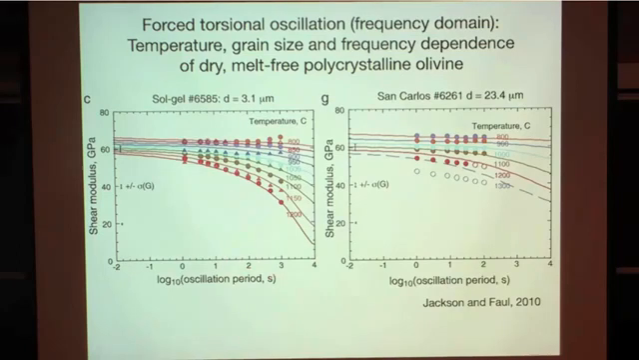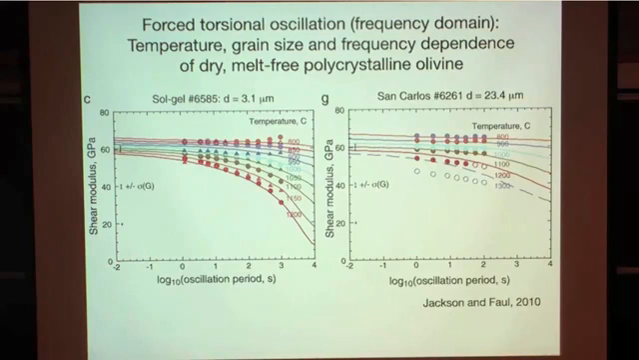What we measure is shear modulus versus oscillation period. And you can see if you fix yourself at the 100 seconds here, so this is log scale, you can see that the shear modulus is temperature dependent. Right? It decreases, so this is 800 degrees here. As temperature increases, the shear modulus decreases. So that's similar to what we saw in large strain deformation. The strain rate increases as temperature increases, right? So here the shear modulus decreases as temperature increases.